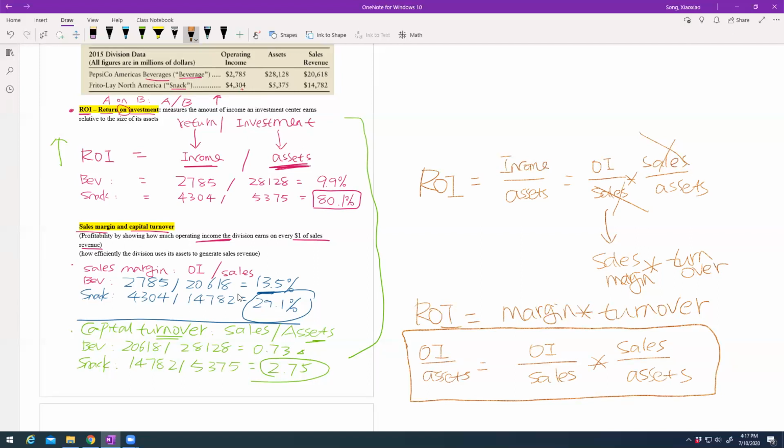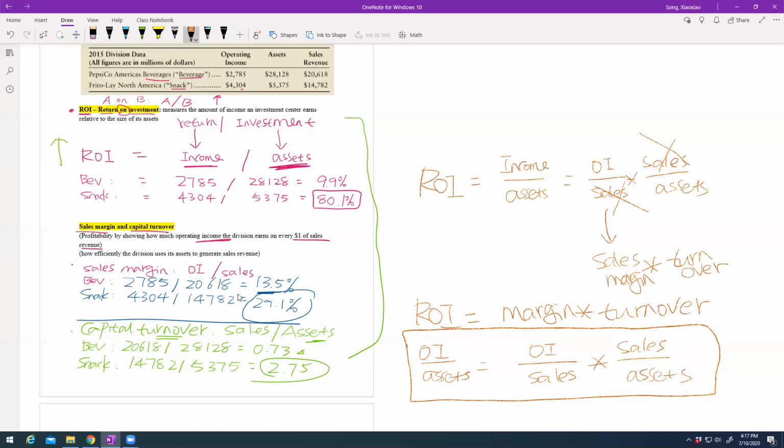So how do you combine those three measures together? ROI equals sales margin times capital turnover. Okay, then I stop here. I think for this part you have some numbers, but the logic is straightforward. You practice some questions, you will be fine with this part.